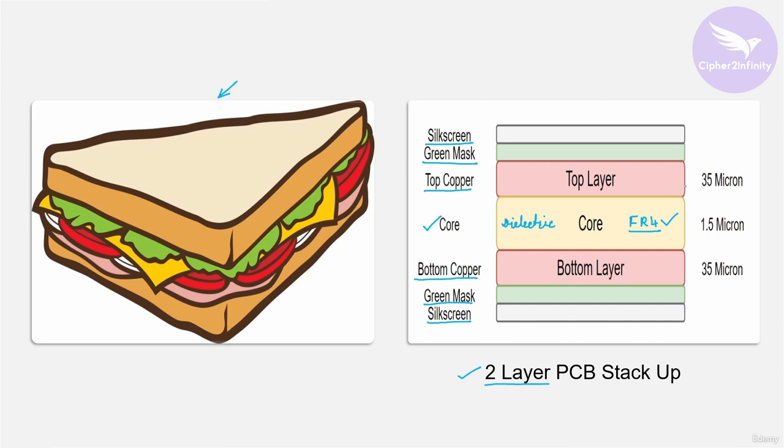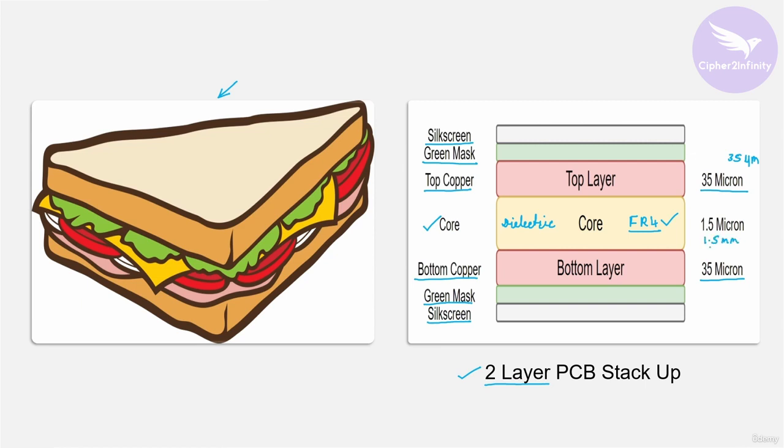You can see here I have given the thickness of each layer. For the top copper layer, I have given a thickness of 35 micron, which also means 35 micrometer. The thickness of the bottom layer is also 35 micron, which is 35 micrometer. And then the core thickness is not 1.5 micron, it's 1.5 millimeter.